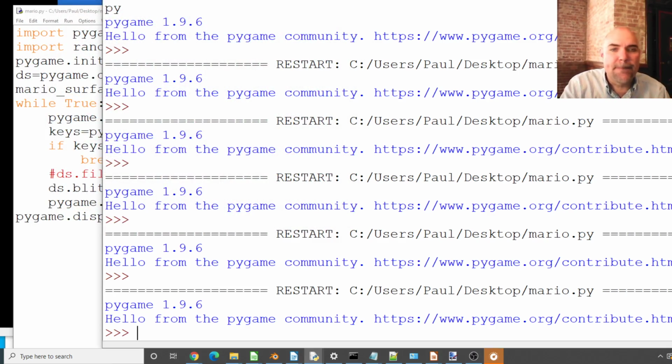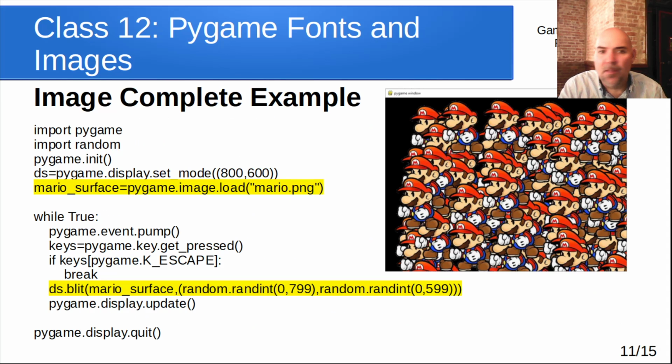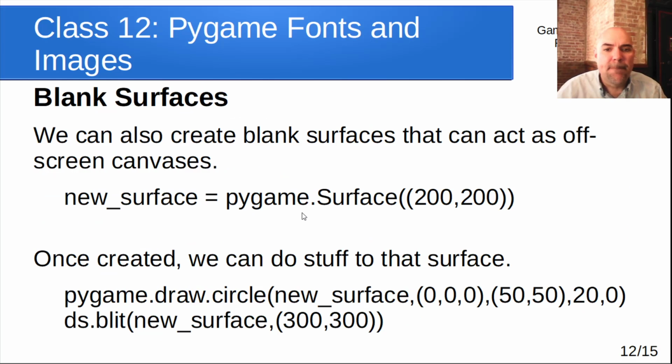Okay, let's go back to the presentation. Okay, blank surfaces. Again, a surface is just that rectangle of pixel data. We can create a blank one that's whatever size we want. So the way we do this, pygame.Surface, capital S, for surface, and then we specify the size. So a lot like set_mode did for the display surface, but this is creating one and it's returning that surface object as a variable.